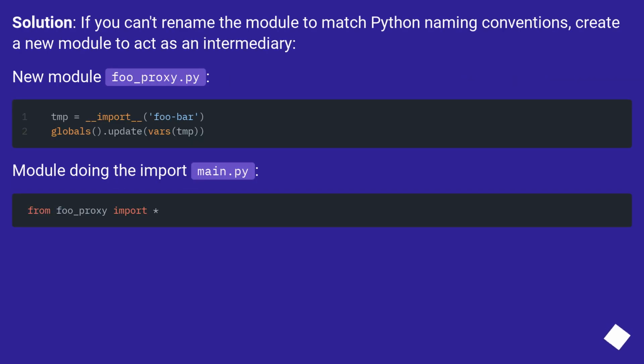Solution: if you can't rename the module to match Python naming conventions, create a new module to act as an intermediary. New module foo_proxy.py. Module doing the import main.py.